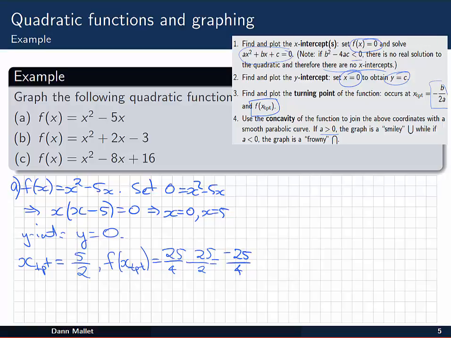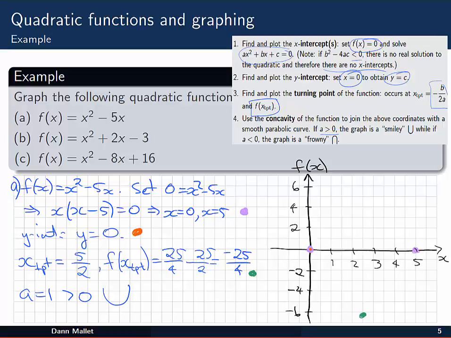Finally, for the concavity of this function, we look at the a value, the coefficient of x squared. Here a is equal to 1, and 1 is positive, 1 is greater than 0. So looking up here, we note that when a is greater than 0, the graph will open upwards, so we should have this kind of shape. Now we can go ahead and put all this information together on the Cartesian plane and join our dots with a nice smooth parabolic curve.